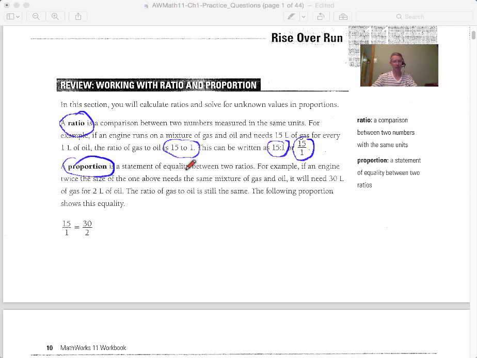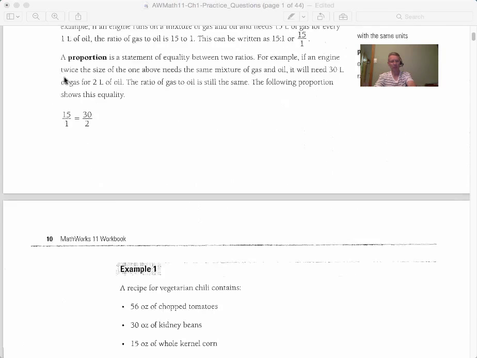A proportion is a statement of equality between two different ratios. They're talking about this ratio and this ratio. These two ratios are equal. Here we have an engine that needs 15 liters of gas to 1 liter of oil, or an engine double the size would need 30 liters of gas to 2 liters of oil. Okay, so let's move on and scroll down.